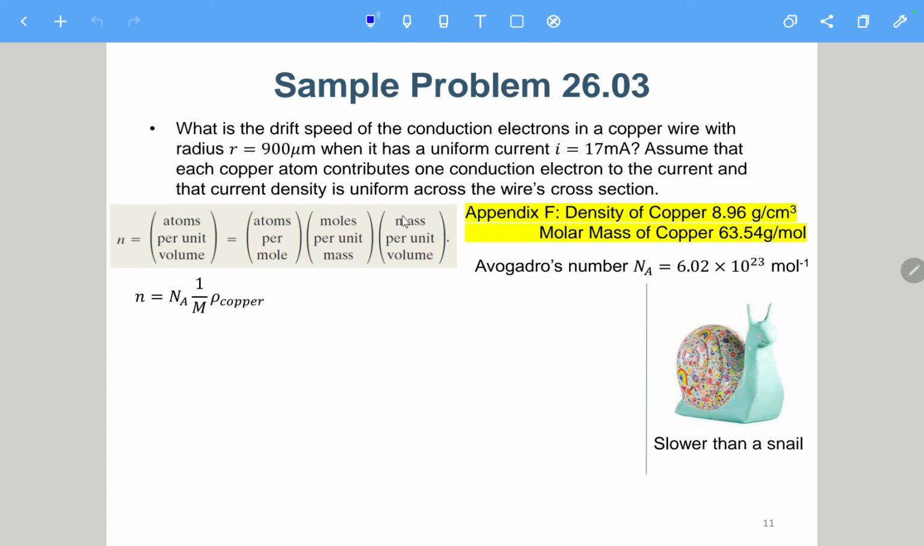Okay, so we have 3 numbers which can be checked from the appendix. Actually this is the Avogadro number. When you learned chemistry in high school, you should know this 6.02 times 10 to the 23rd per mole. So this is atoms per mole. And then moles per mass is the reciprocal, 1 over m. So yeah, we can get the molar mass of copper.